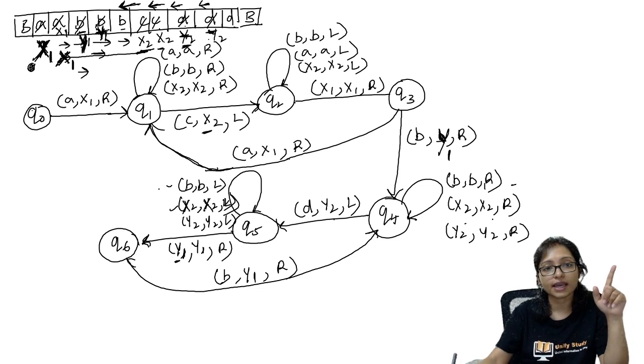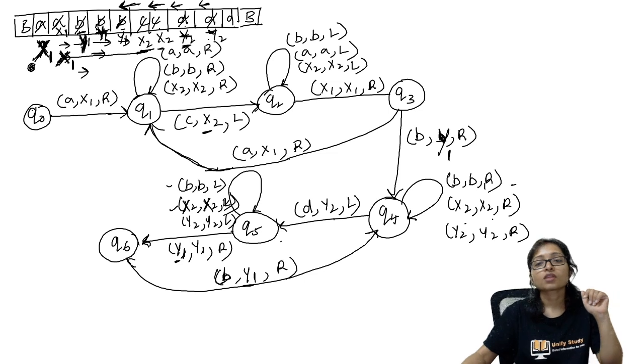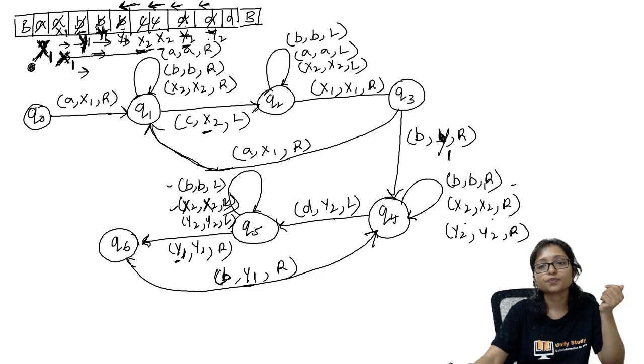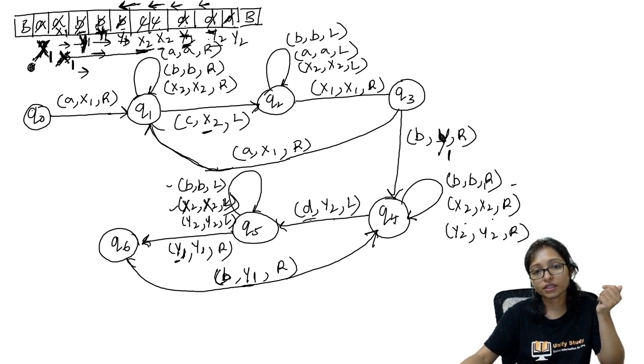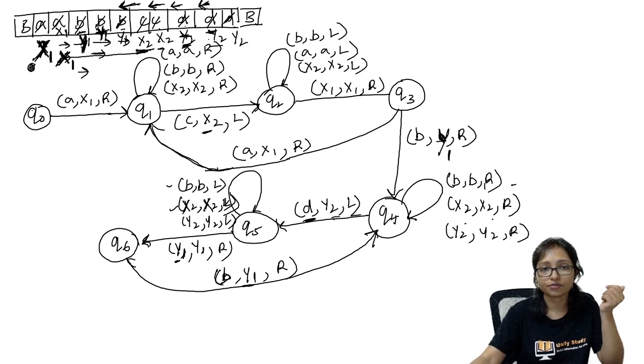Finally you are moving again b. Now this b will be replaced with y1 at this point. Now you are moving again in the right direction. In the right direction you are getting x2, x2 leave it as it is, y2 leave it as it is. Whenever you are able to reach this d, do the y2 with this one, d, y2, left direction. Now you are moving to the left direction.